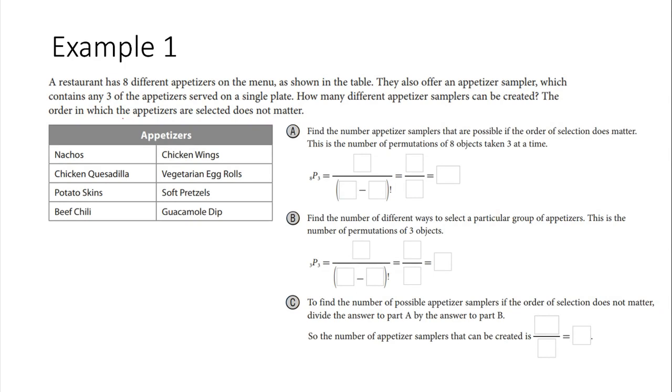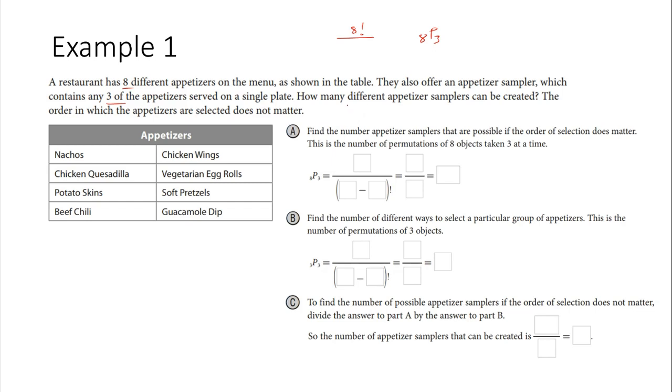All right, so example one: a restaurant has 8 different appetizers on the menu as shown in the table. So hopefully you're already thinking, okay, 8 factorial, probably something like that. That's healthy. They also offer an appetizer sampler, which contains 3 of the appetizers served on a single plate. So you've probably already thought, we have 8, but we're only having 3 permutations. If you're thinking that, that is good. That means you were on target for your thought process.